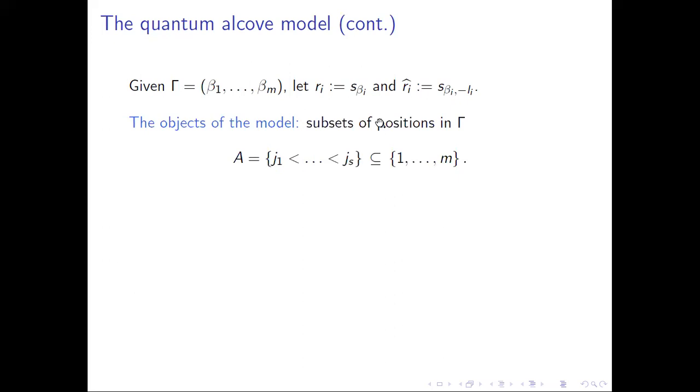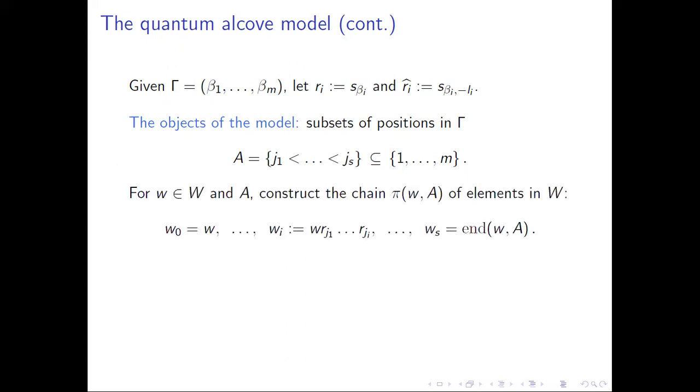So the objects of the model are now subsets of positions in this chain of roots. So just some indices J1 through JS, a subset of 1 through M. So you have 2 to the M such subsets. But there is a condition for selecting these subsets.